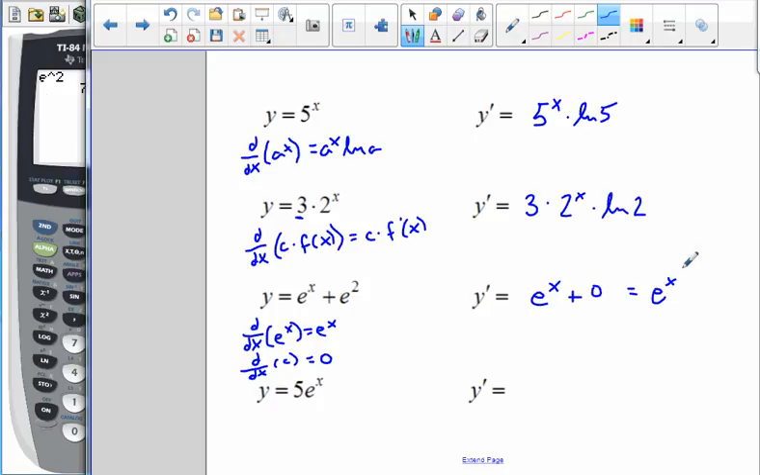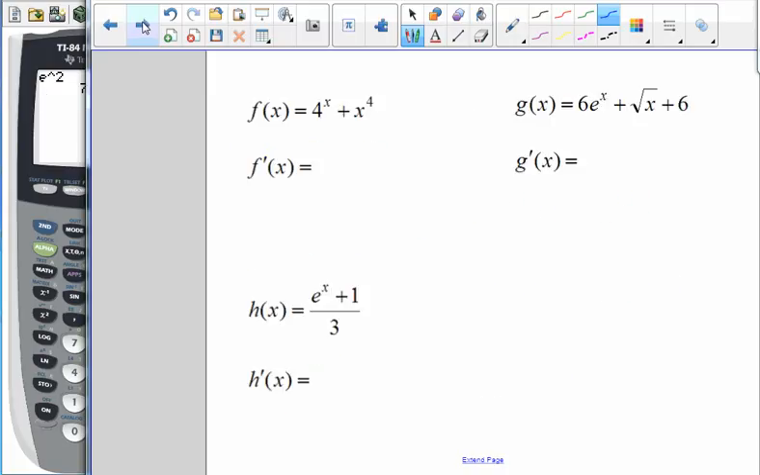So I could write my answer as e to the x plus 0, but of course that's just e to the x. Our last one here, we're going to go back and use this rule of c times f of x. 5 is my c. The derivative of e to the x is simply e to the x. All right, let's try some more. On this page, I would encourage you to try these first before I go over them.